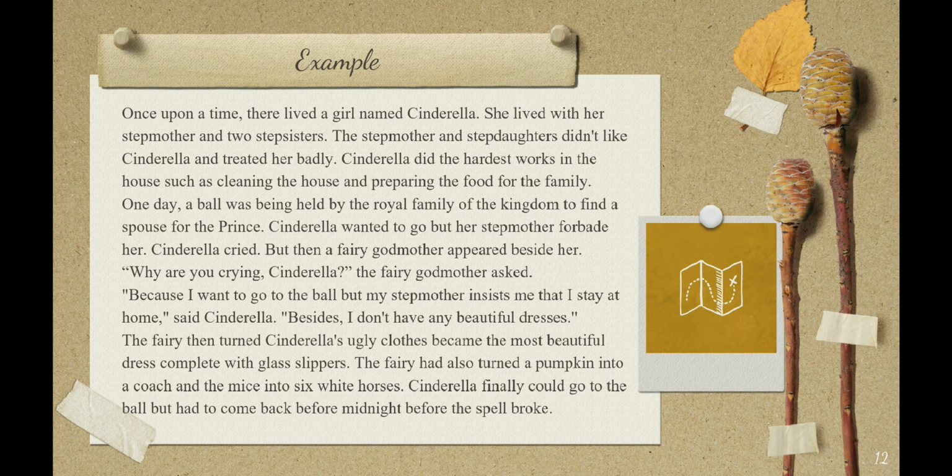The fairy then turned Cinderella's ugly clothes into the most beautiful dress, complete with glass slippers. The fairy had also turned a pumpkin into a coach and mice into six white horses. Cinderella finally could go to the ball, but had to come back before midnight before the spell broke.